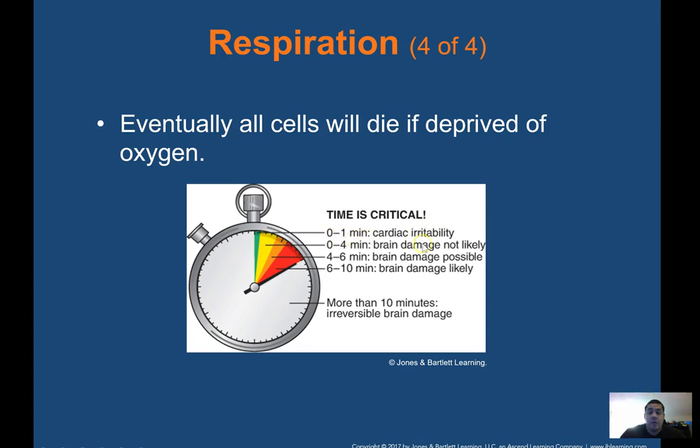So, 0 to 1 minutes, cardiac irritability. 0 to 4 minutes, brain damage not likely, but 4 to 6 minutes, brain damage possible. 6 to 10 minutes, brain damage likely. More than 10 minutes, irreversible brain damage. So, you want to try and fix something as soon as possible, hopefully before the 4 minute mark.